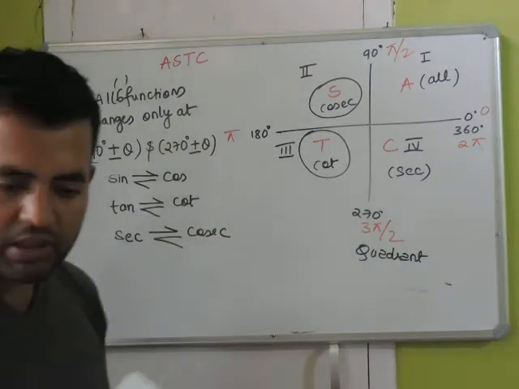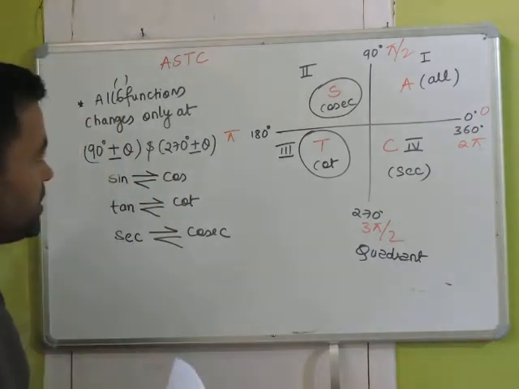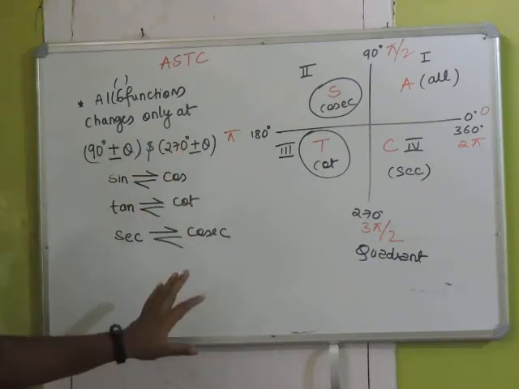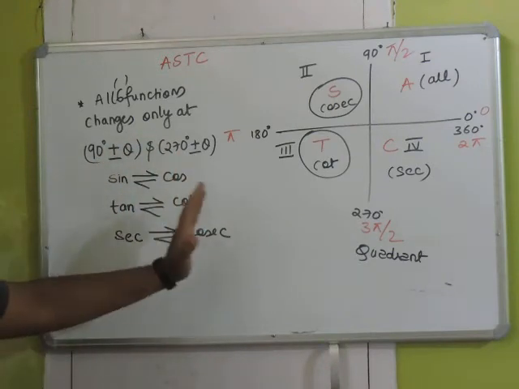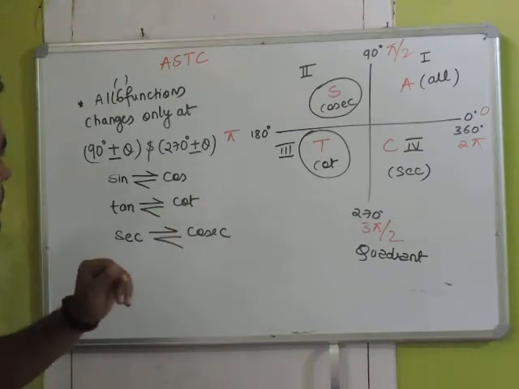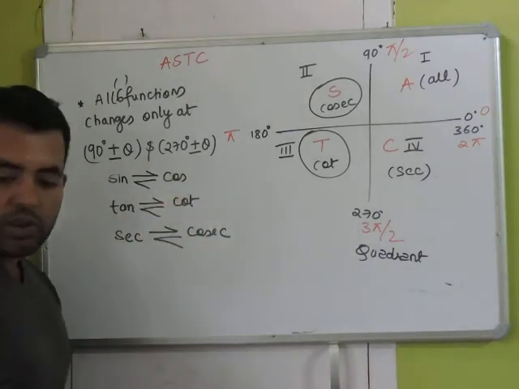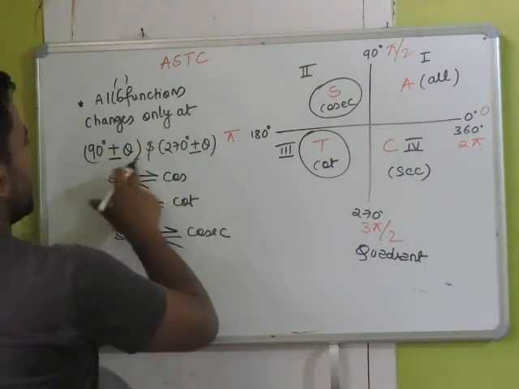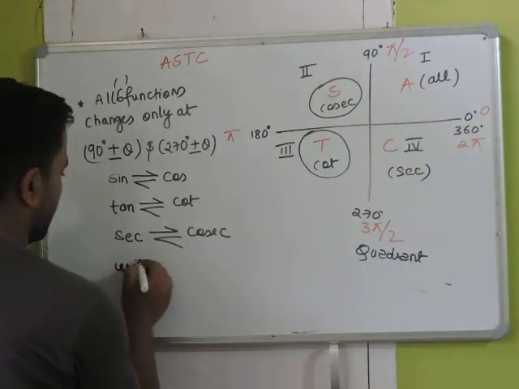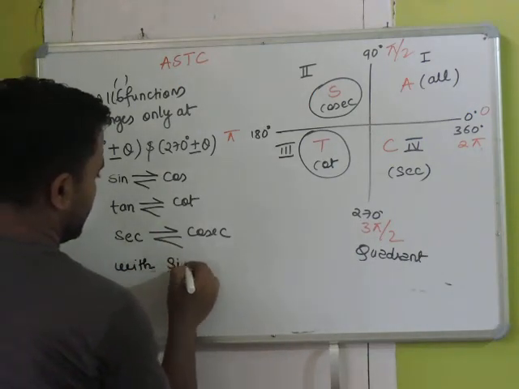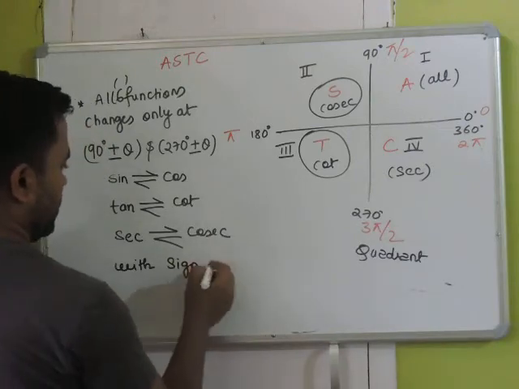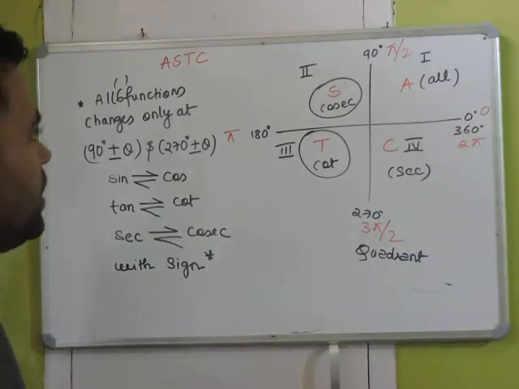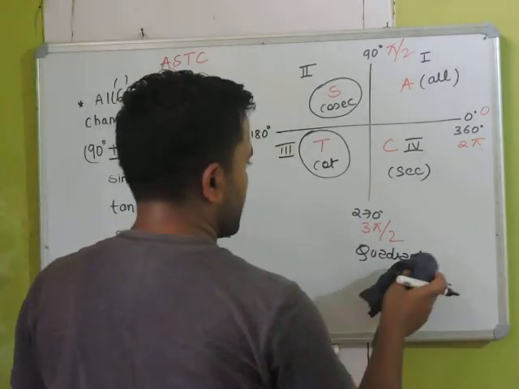So this rule is going to play a very important role, that all 6 functions change only at this, and how they change: sine will change into cos, tan will change into cot, and sec will change into cosec, with sign convention. So all 6 functions change, and this with sign. Now this is going to be important, so keep it in your mind. Now let us talk about some interesting part.